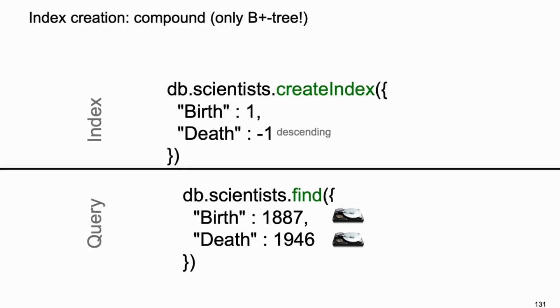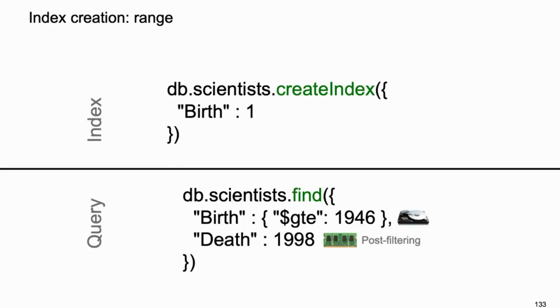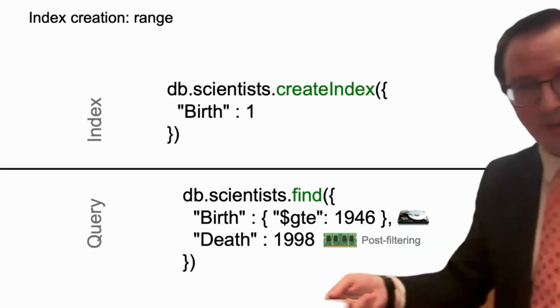But now, just to show you an example of -1. So -1 would just mean that for the same birth, the deaths would be just ordered the other way, right? -1. It's the same 1 and -1 as in the sort function, if you remember.